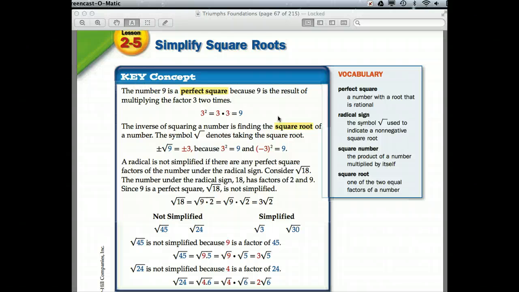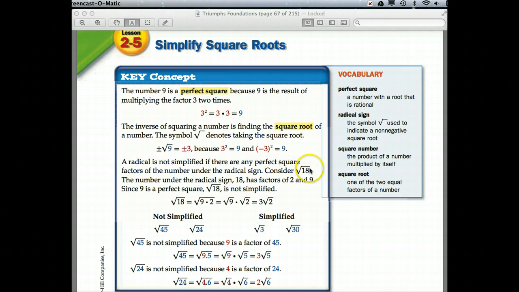Now the inverse of squaring a number is finding the square root of that number. And so this radical symbol denotes taking the square root. So when we see plus or minus square root of 9, the answer is going to be plus or minus 3, because 3 squared is equal to 9 and negative 3 squared also equals 9. A radical is not simplified if there are any perfect square factors of the number under the radical sign.